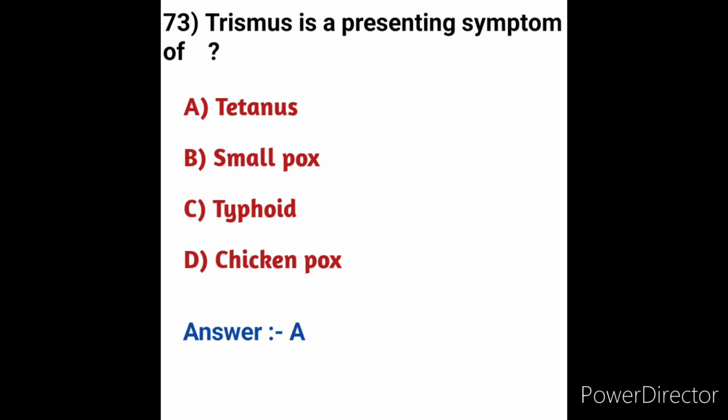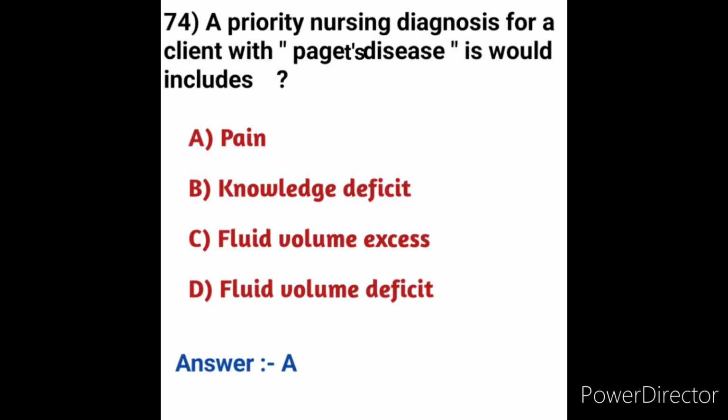Next we will move on to question number 74. A priority nursing diagnosis for a client with Paget's disease would include. What is the priority nursing diagnosis for a patient with Paget's disease? We will see the options here. Option A pain, option B knowledge deficit, option C fluid volume excess, option D fluid volume deficit.